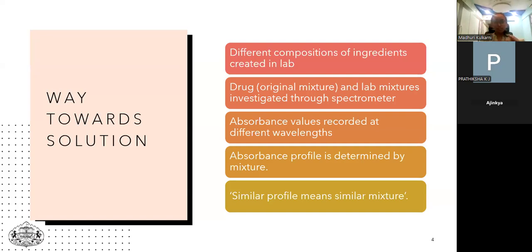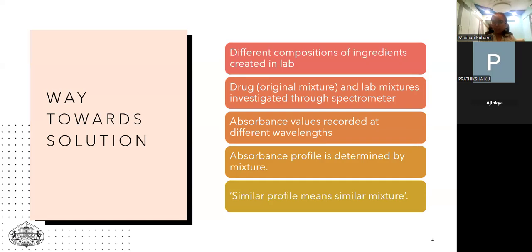So suppose 6:12, 6:18. Take paracetamol and flupirtine in the proportion 6:12. Then create another lab mixture and take the paracetamol and flupirtine in the proportion 6:18. So create such different lab mixtures. For the original tablet, we don't know what the proportion is.